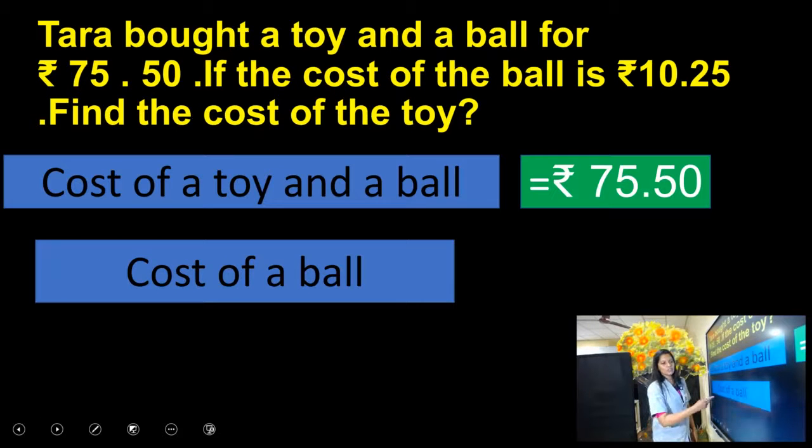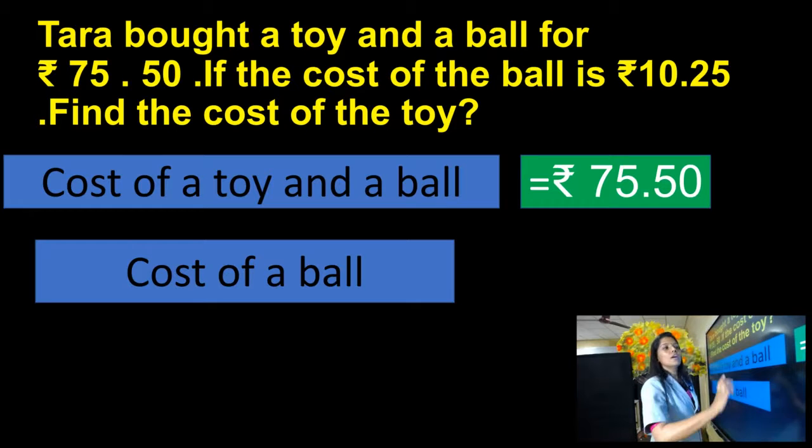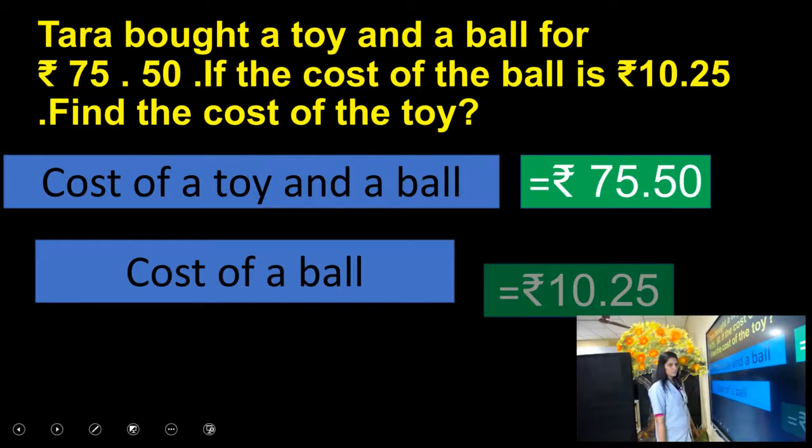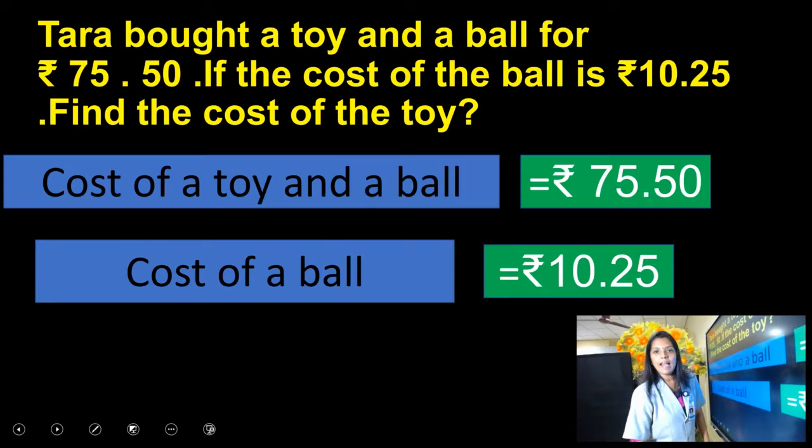What is the next line? Cost of a ball. It is given to you. Whatever is given, you have to write it as a step. Cost of a ball: Rupees 10 and 25 paise.